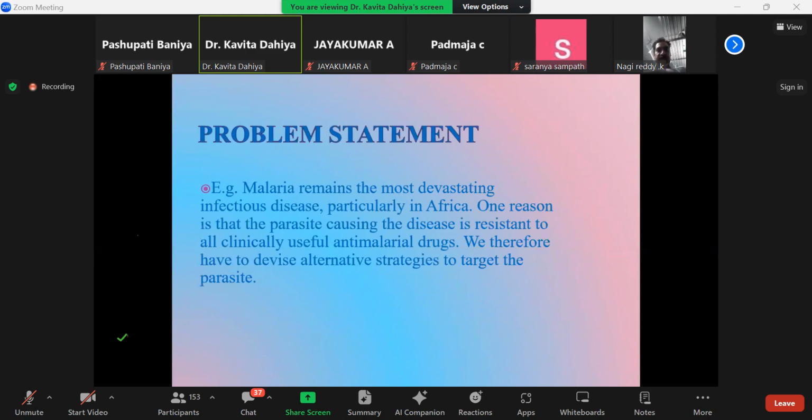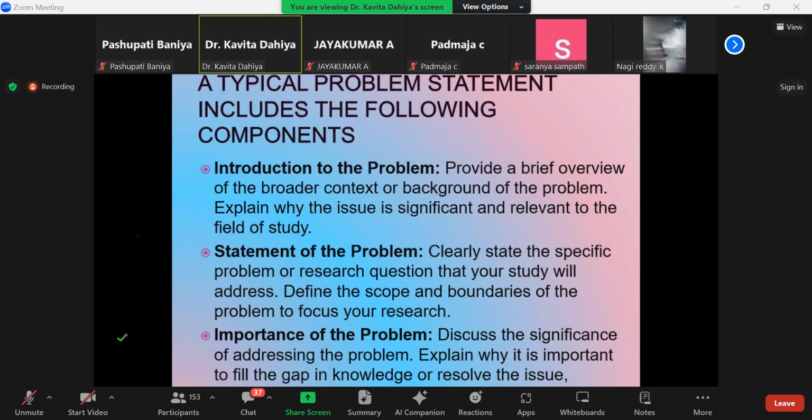Suppose the example here is malaria. Malaria remains the most devastating infectious disease, particularly in Africa, where one reason is that the parasites causing the disease are resistant to all clinically useful anti-malarial drugs. Therefore, we have to devise alternative strategies to target the parasites.